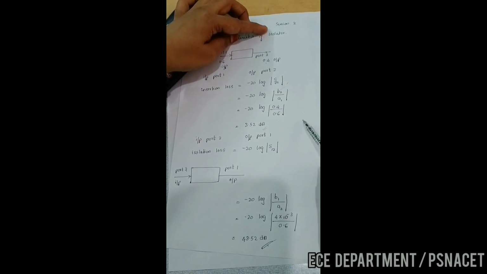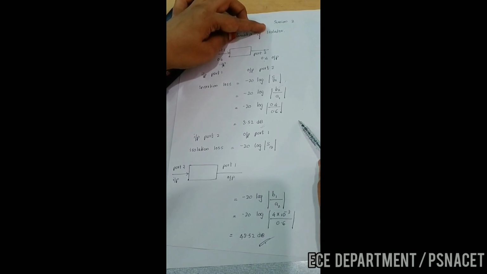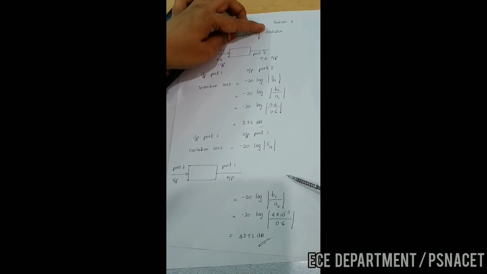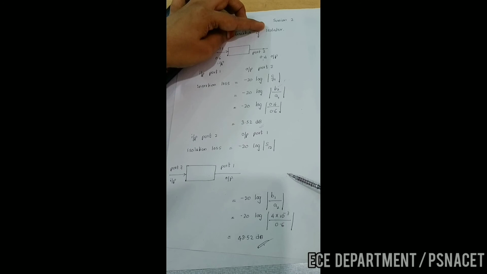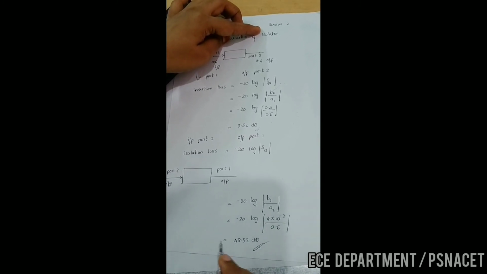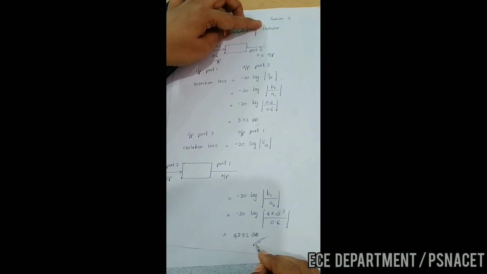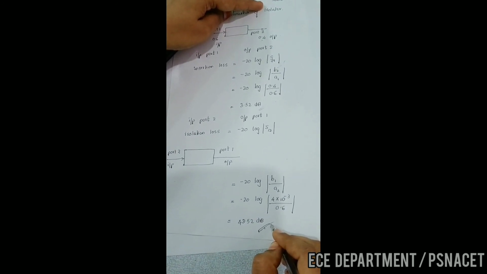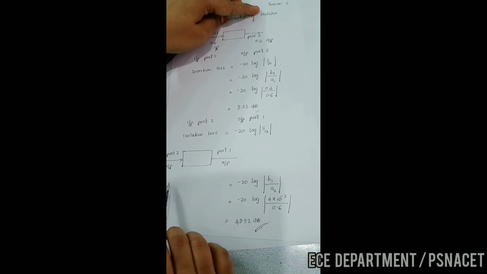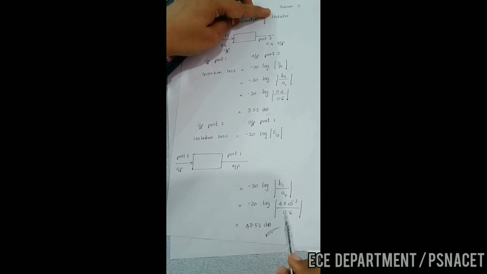We know that the forward wave will be useful for the circuit and the reflected wave is not useful for the circuit. We have to oppose it or suppress it. So this isolator is providing the maximum attenuation, so maximum loss, for the reflected wave which is traveling from port 2 to port 1.